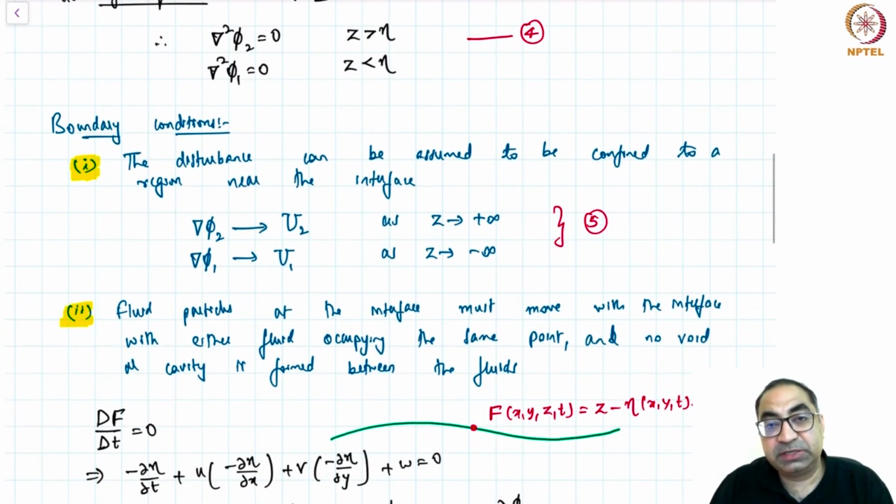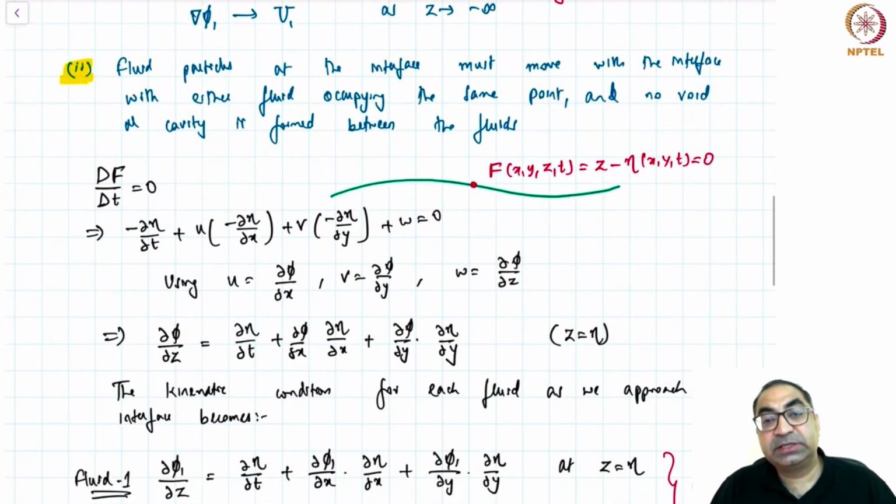The first boundary condition is that if you create any undulations on the interface, if you disturb the flow near z equal to 0, that the disturbance would persist only in a finite region near the interface. But as you go far away from the interface to infinity, you should recover the uniform stream velocity that you have in the base state.